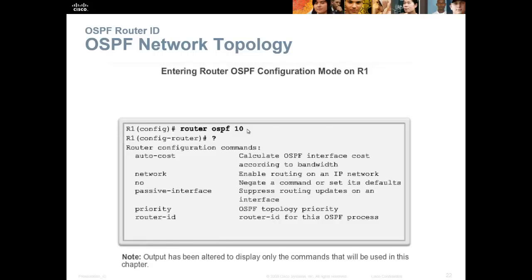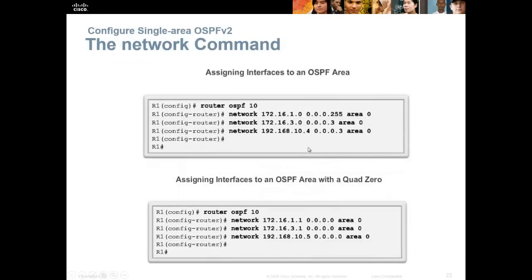All right, so then again, you have to advertise your networks. So we use the network statement. So router OSPF 10, enter, and then network statements followed by an area ID. And then that's how we designate which area these networks are going to be in. And that way, if you've got a border router that's in the middle between area 0 and area 1, you can put one interface in area 0 and one interface in area 1.